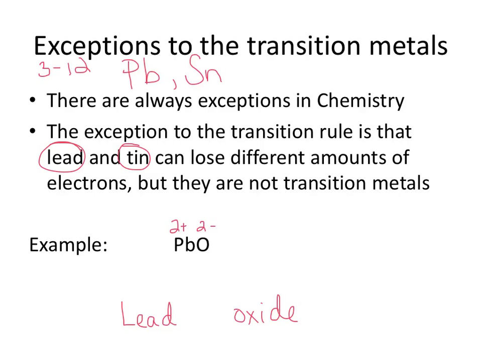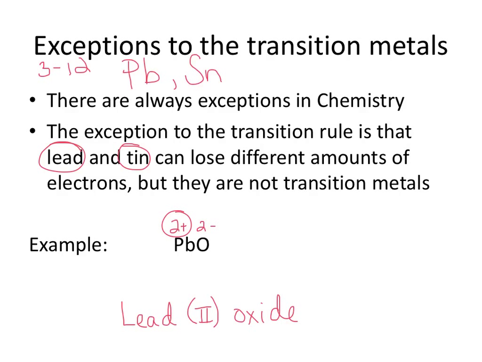If you look up lead on the periodic table, it is in group 14, meaning it should technically be 4 plus, but in this compound, as you see, it's not. So it is one of the exceptions to the whole how many electrons it can lose. So that's why it needs a Roman numeral. So you would have to say lead 2 oxide.